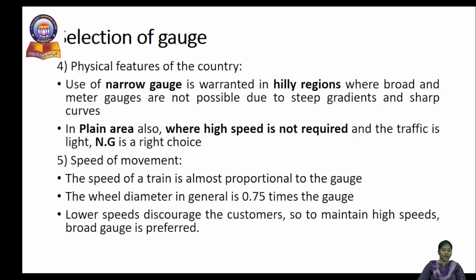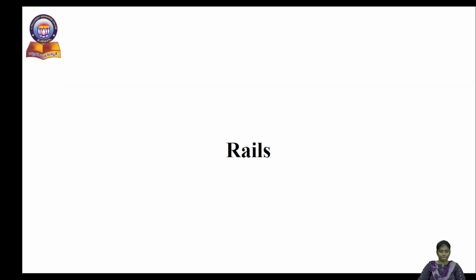The next factor you need to consider is speed of the movement. The speed of the train is proportional to the gauge, almost directly proportional. The diameter of the wheel in general is 0.7 times the gauge. Lower speed discourages the customers, so to maintain high speeds, broad gauge is preferred.